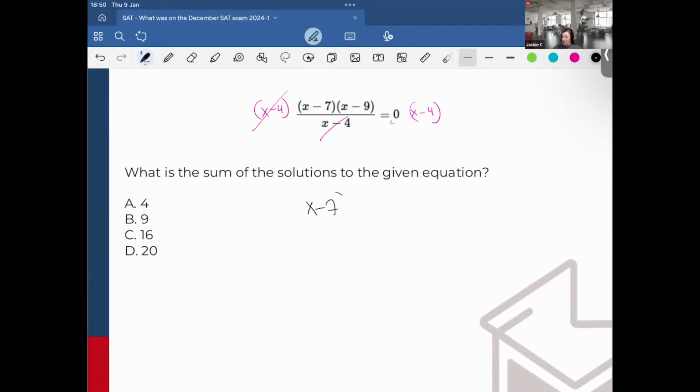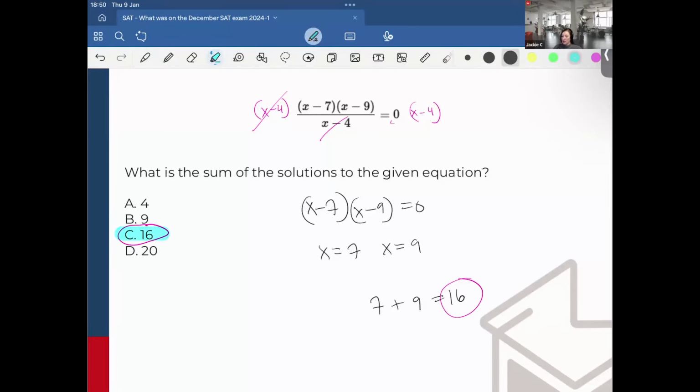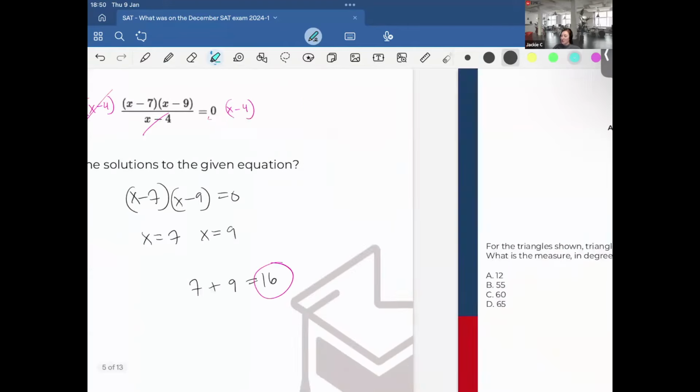So then I would be left with x minus 7, x minus 9 equals 0, x equals 7, x equals 9. So the sum of the solutions would be 7 plus 9, which is 16. That was a nice and easy one. Let's see if it gets harder from here.